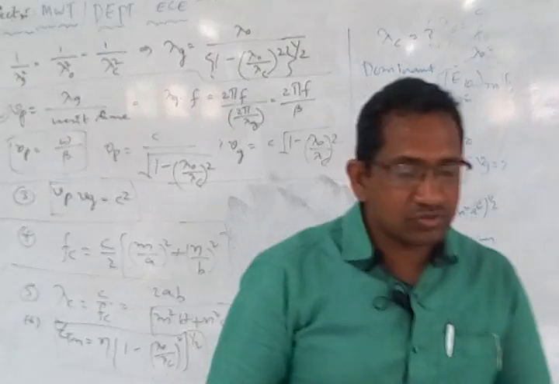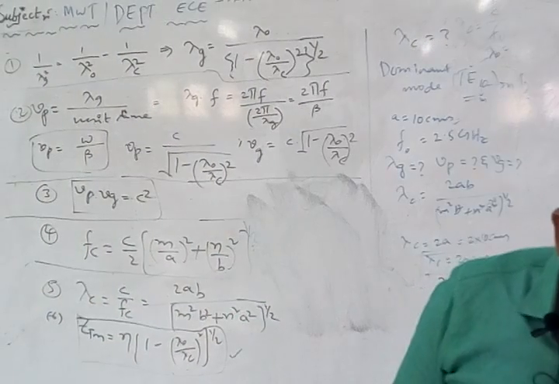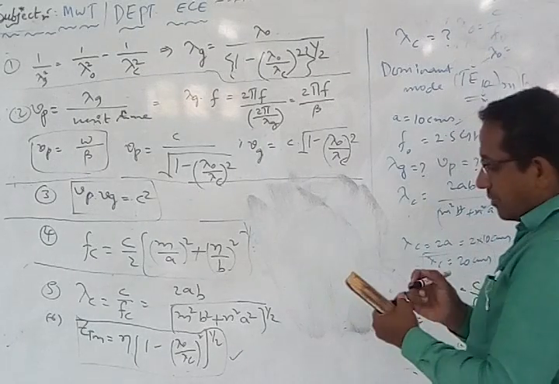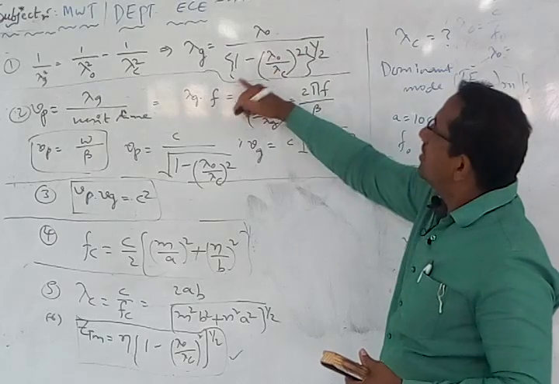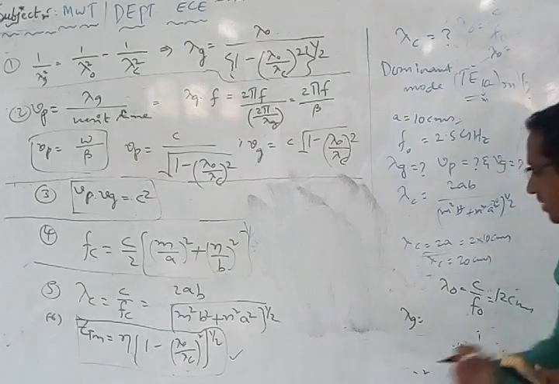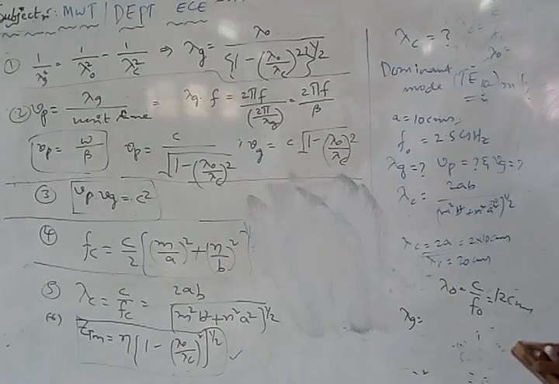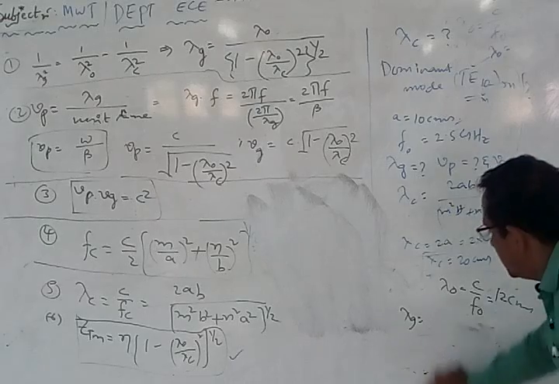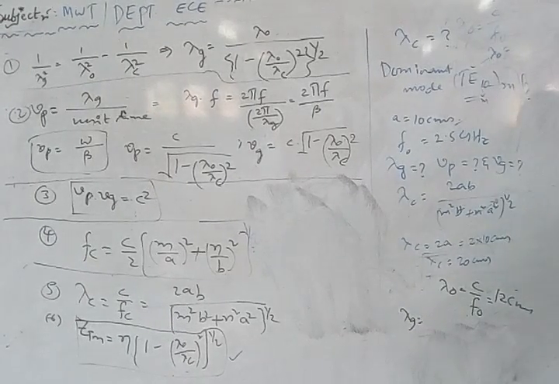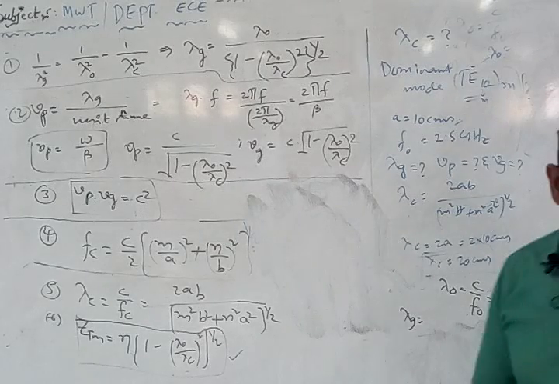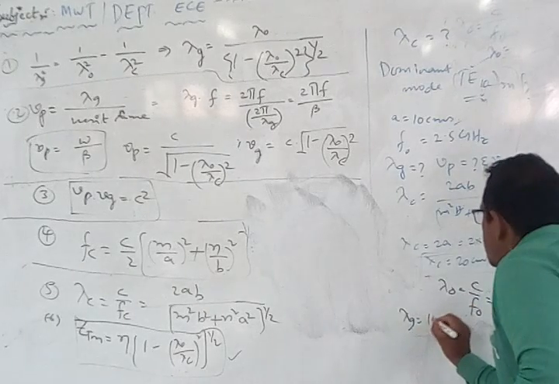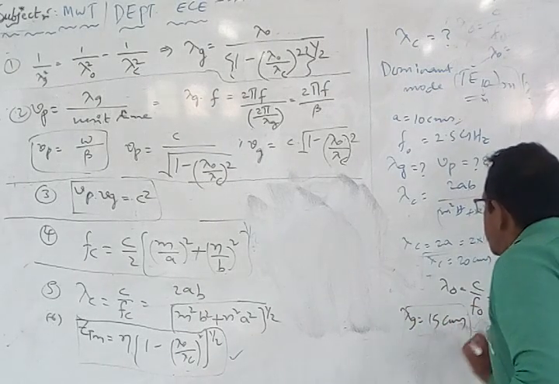After I get lambda naught, and we have lambda C, then we should find out lambda G. Lambda G is equal to lambda naught by the square root of 1 minus lambda naught by lambda C whole square. So that formula I use. When I substitute in the equation, I will be getting that value. So I have got that value as 15 centimeters. Lambda G is equal to 15 centimeters.